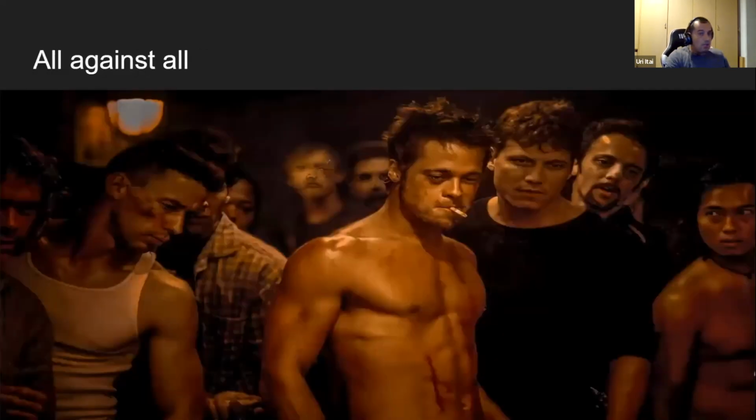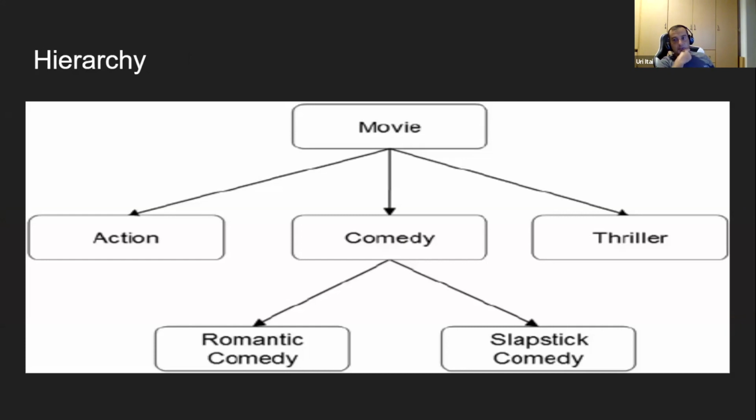The second approach is just like Fight Club. It means everybody gets to fight everyone, which means that for every class you collect the chance that I predict class I when it was class J. Another approach is hierarchy. What do I mean by hierarchy? We're clustering the classes into groups, and each time you ask yourself, are you in this cluster or not in this cluster? And then you go to the subcluster, just like on the slide here. A movie can be action, comedy, thriller. Comedy can be romantic, slapstick, etc.